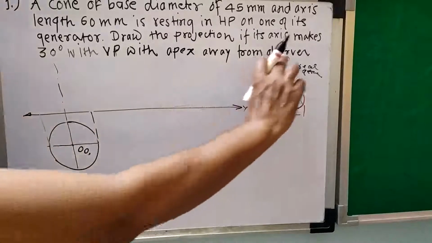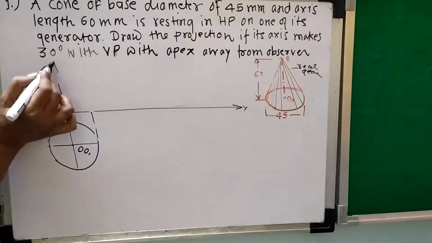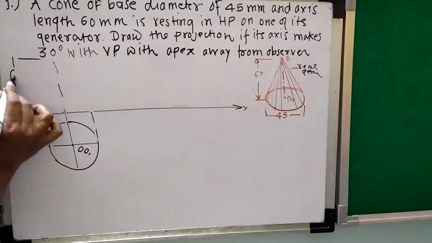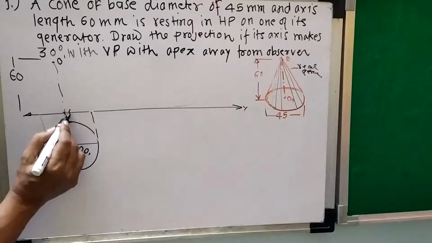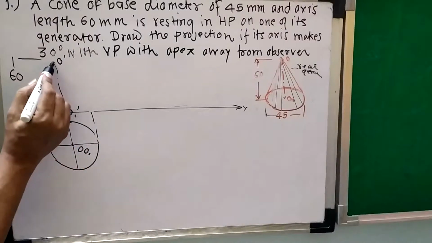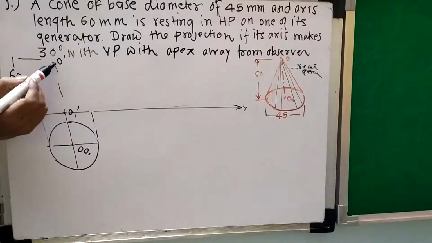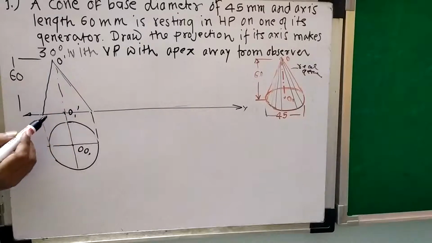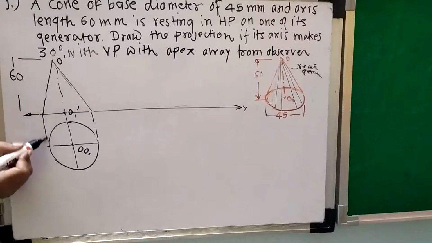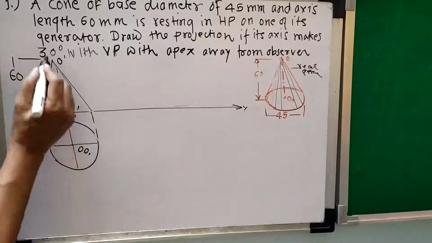So what is this axis height? 60. So from this I will take the 60 distance. This distance is 60. So this will be O dash and this will be O1 dash, and I will join the sides. This is the triangle I will observe. Right. So I will see this.